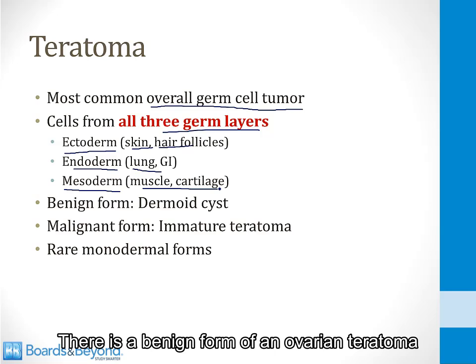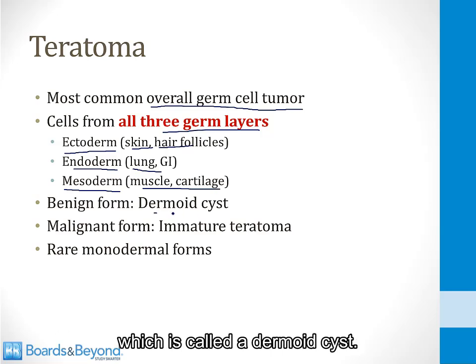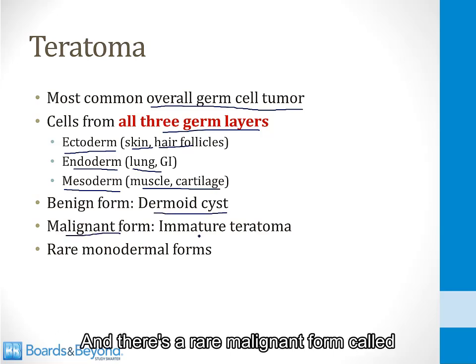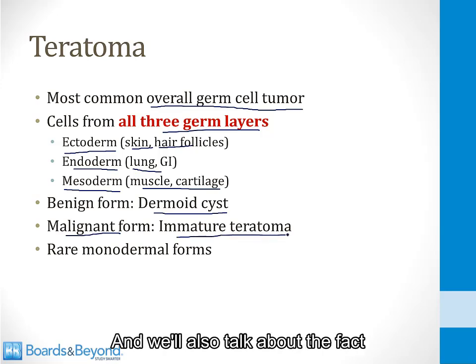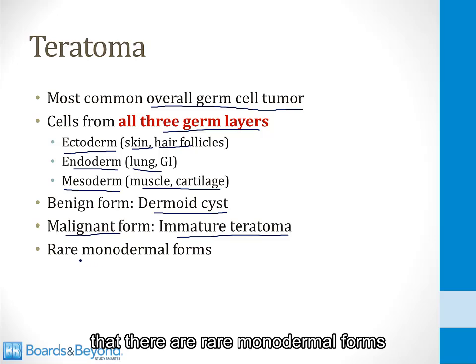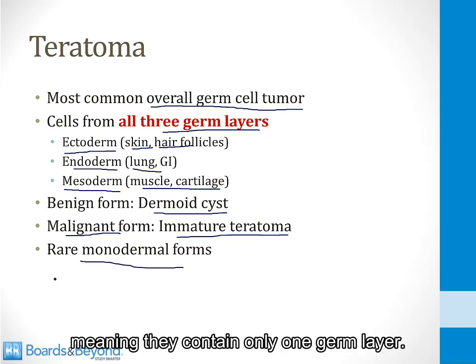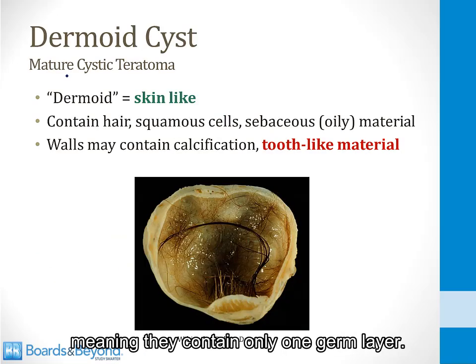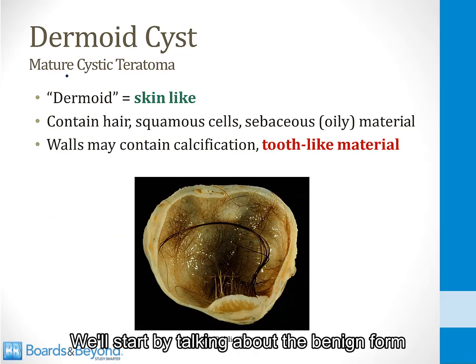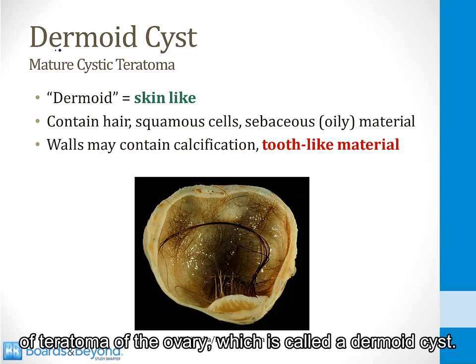There is a benign form of an ovarian teratoma, which is called a dermoid cyst, and there's a rare malignant form called an immature teratoma. And we'll also talk about the fact that there are rare monodermal forms, meaning they contain only one germ layer. We'll start by talking about the benign form of teratoma of the ovary, which is called a dermoid cyst.